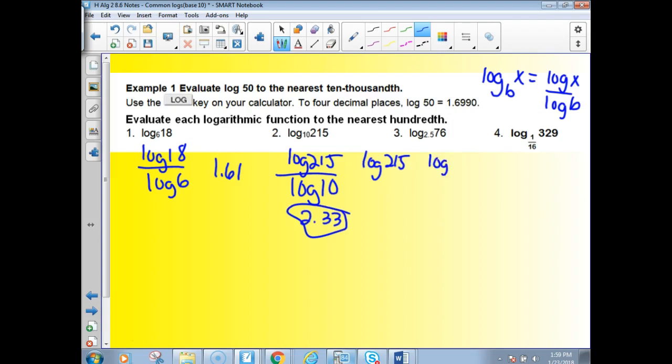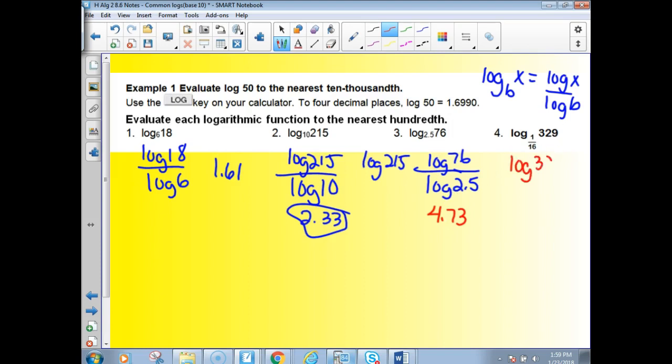This one, you're going to type log 76 divided by log 2.5. And you guys go ahead and type those in, please, on your calculators. And what did you get for that one? Anyone? 4.73. I would practice typing these, making sure you remember what you're supposed to do.